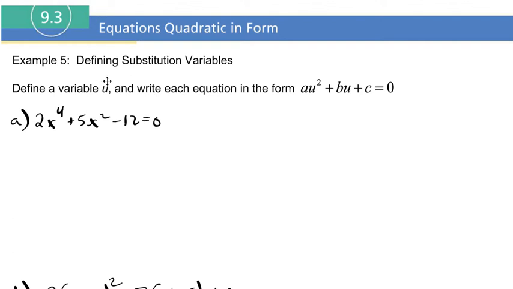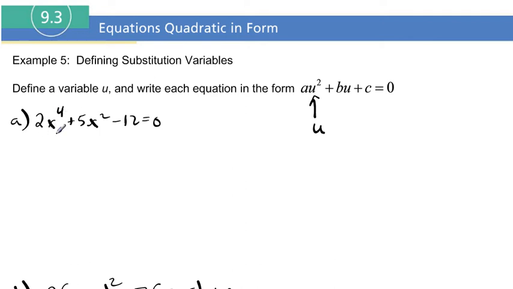So we're going to define a variable u, and basically we're going to rewrite this equation so that it's in the form of au squared plus bu plus c equals 0. So we're going to rewrite this so it's in standard form. Okay, so basically this is how this kind of problem works. Notice that the u right here is going to replace the x to the power 4.